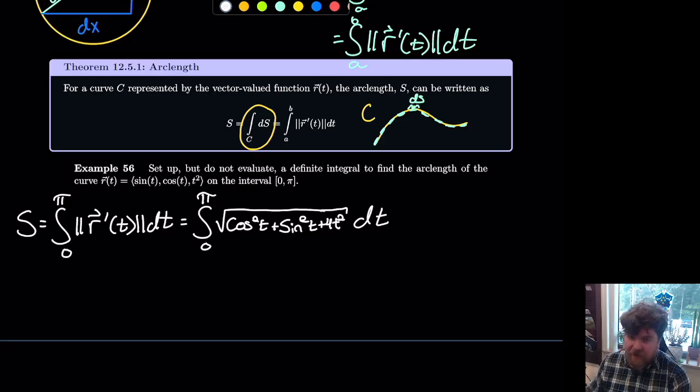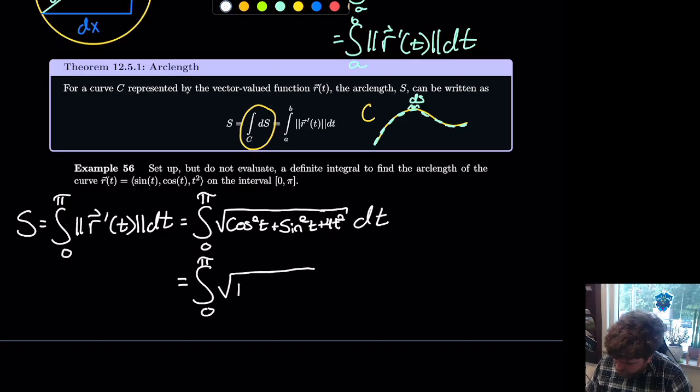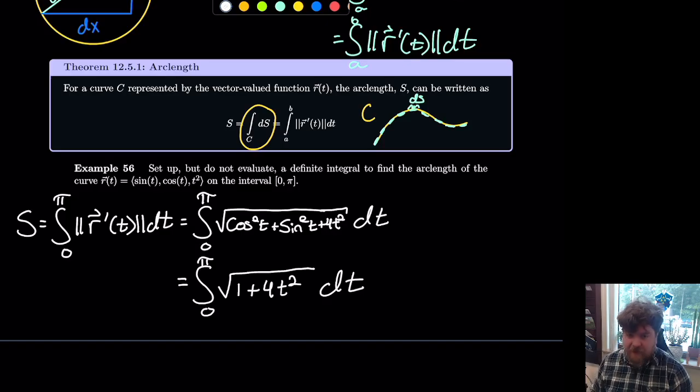And this is being integrated with respect to t. At this point, we could say that we're done, or we could recognize that we have a cosine squared plus a sine squared. That's an obvious Pythagorean identity. Let's go ahead and invoke the Pythagorean identity just to rewrite it as the integral from 0 to pi of the square root of 1 plus 4t squared dt.